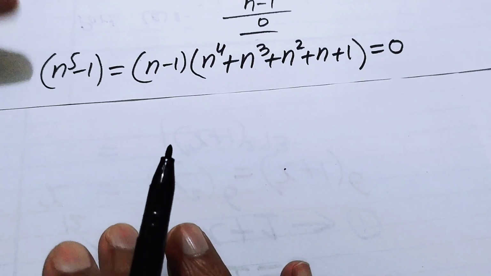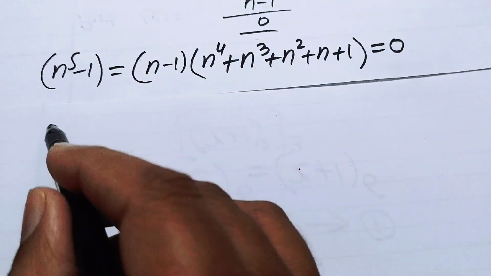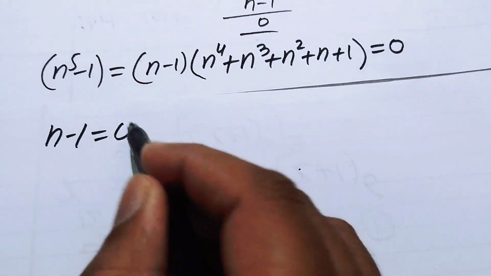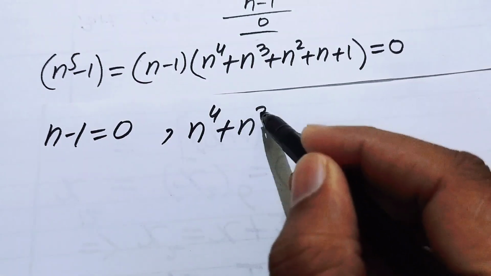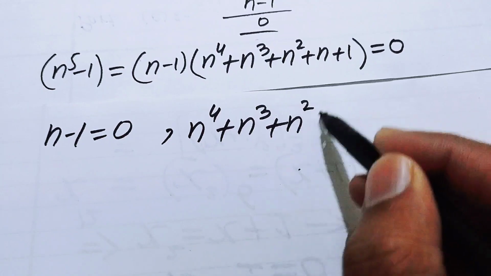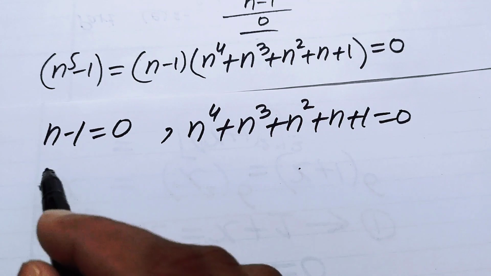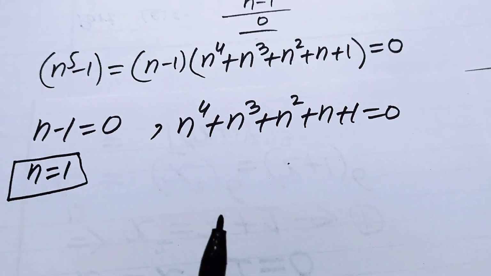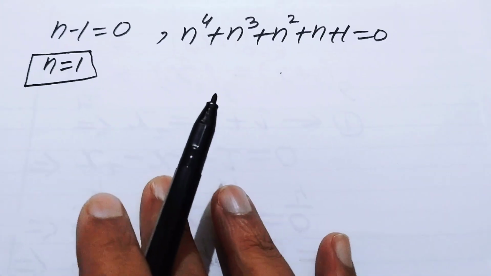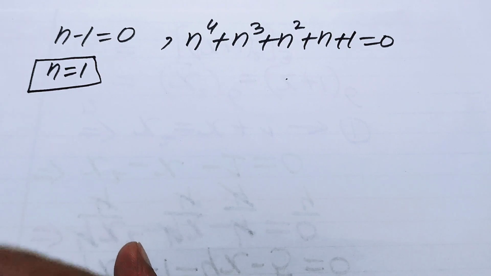So now we have two cases here. The first case is we write n minus 1 equals 0, and the other case is we write n to the power of 4 plus n cubed plus n squared plus n plus 1 equals 0. So in the first case you will get the value of n equals 1. And now we find all the other values from this equation. So now we can solve this equation here.